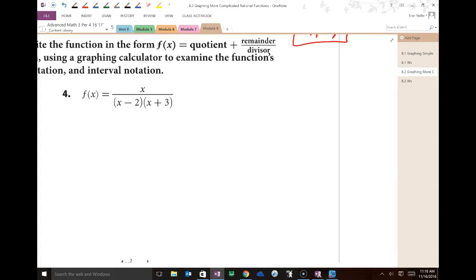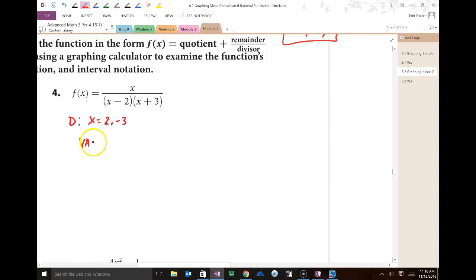Okay, so let's start with domain restrictions. What do I have for domain restrictions? What are the values that x cannot be? Okay, so x cannot be 2 or negative 3. So, do I have vertical asymptotes? Vertical asymptotes at 2 and negative 3. Are we 100% sure that those are, in fact, vertical asymptotes this time?